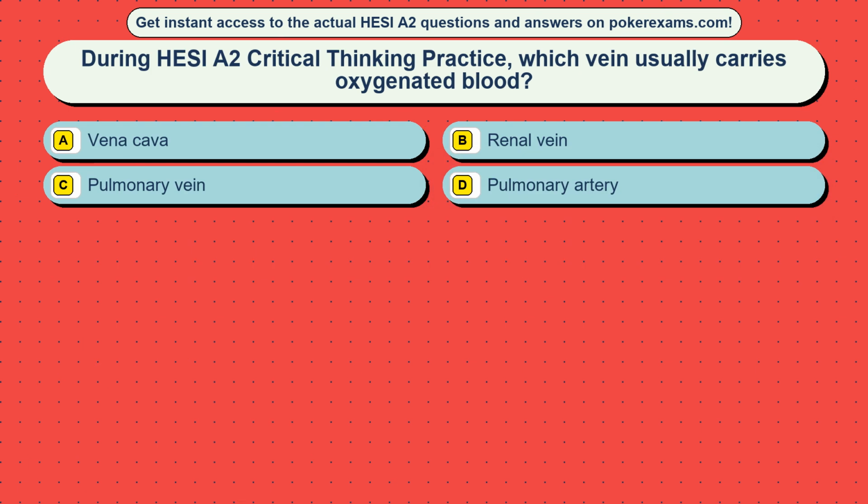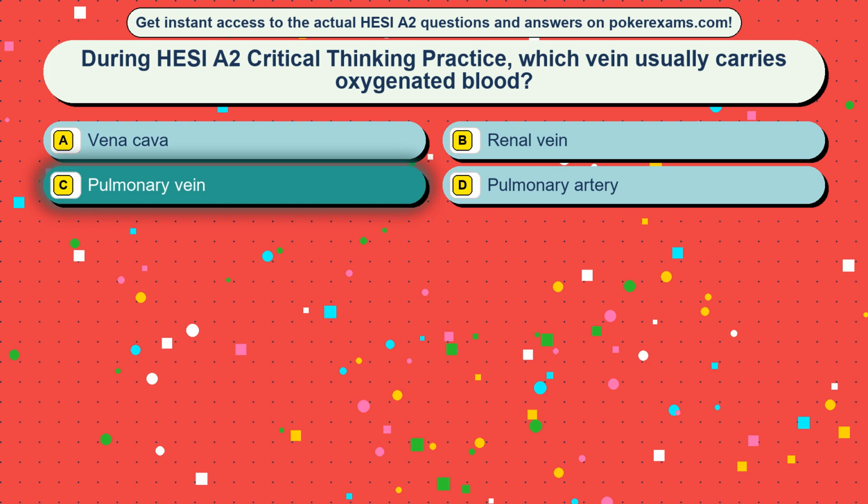Question 11. During HESI A2 critical thinking practice, which vein usually carries oxygenated blood? Option A, vena cava. Option B, renal vein. Option C, pulmonary vein. Option D, pulmonary artery. The correct answer is option C, pulmonary vein.